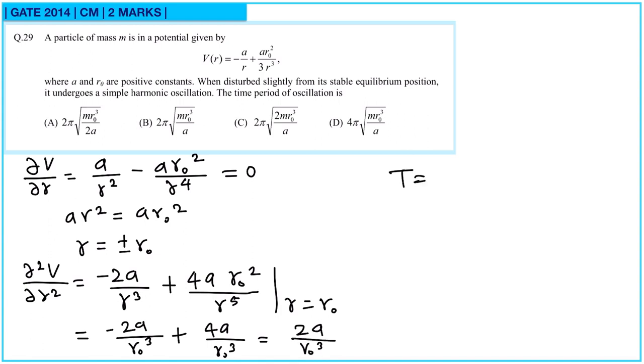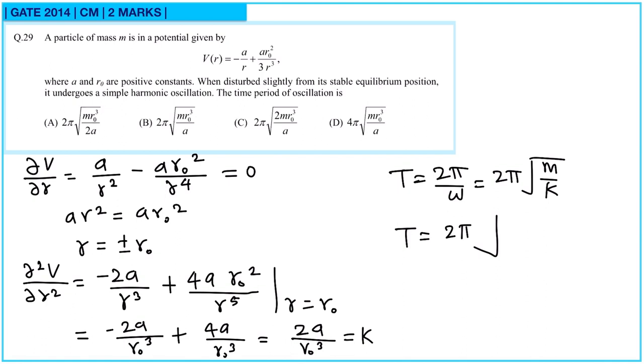Now time period is equal to 2 pi by omega, which is 2 pi root m by k, and this value is k. So T is equal to 2 pi root m, k is 2A by r naught cube. So option A is correct.